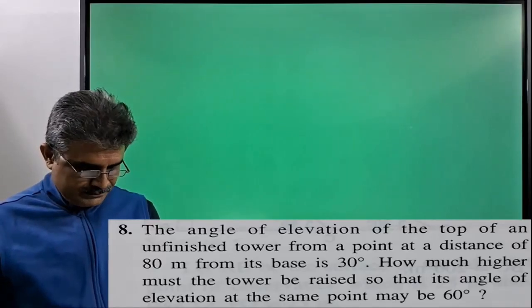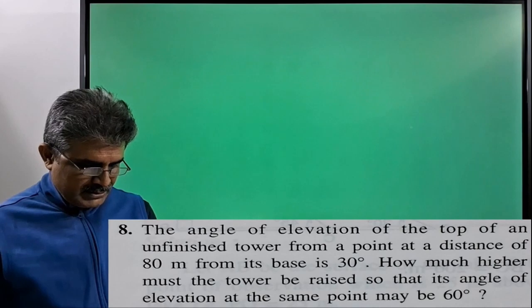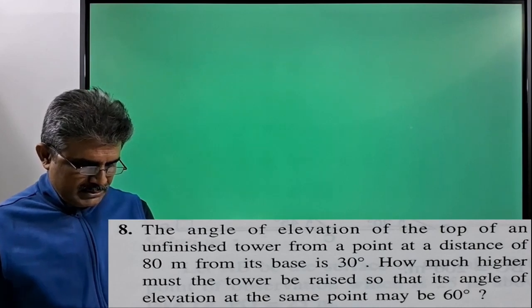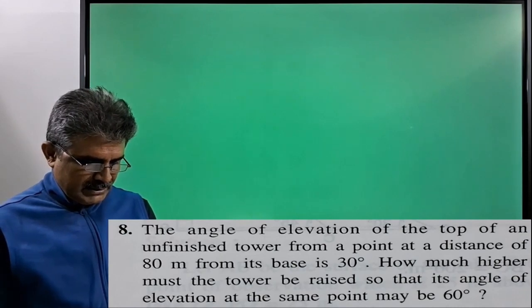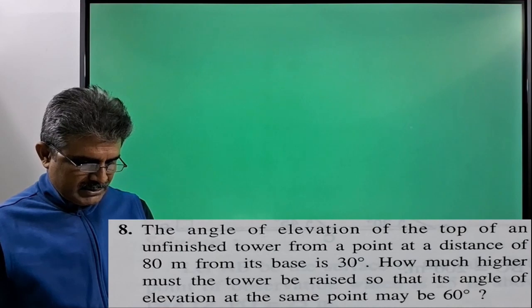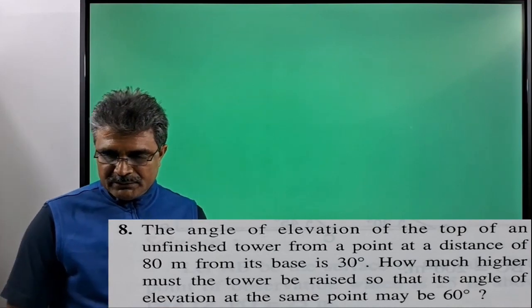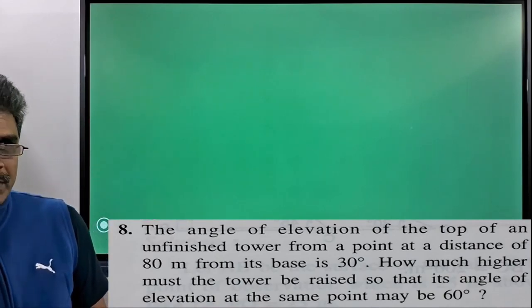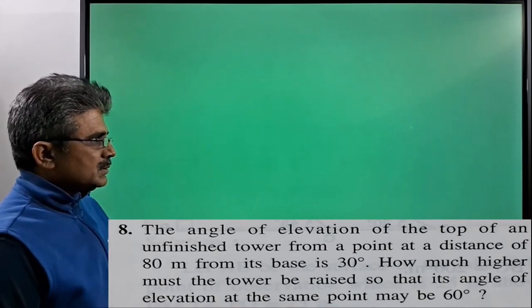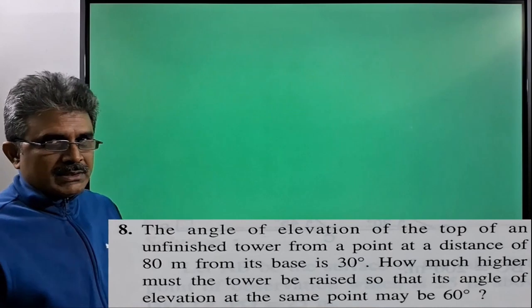Our next question is: an angle of elevation of the top of an unfinished tower from a point at a distance of 80 meters from the base is 30 degrees. How much higher must the tower be raised so that its angle of elevation at the same point may be 60 degrees? So we have an unfinished tower, seen from a point at a distance of 80 meters from the foot of the tower, with an angle of 30 degrees.